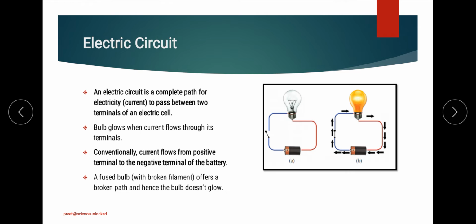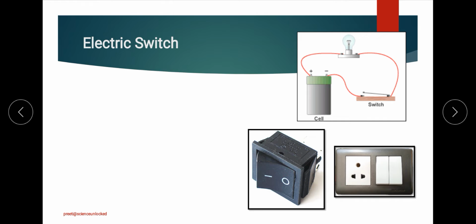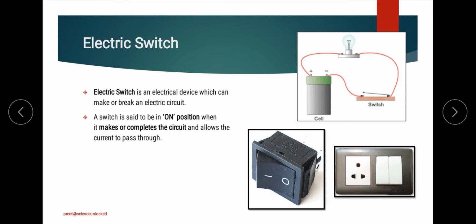Hence these things will matter if you are moving towards higher classes or a detailed analysis of electric circuits. Next thing that plays a major role in electric circuits is the electric switch. As I have just explained, it plays an important role whether it is in switched on or switched off condition. As per that, the flow is maintained.